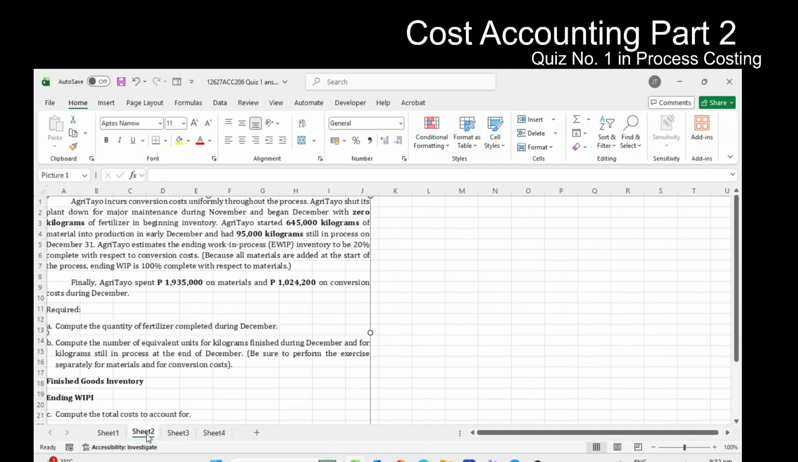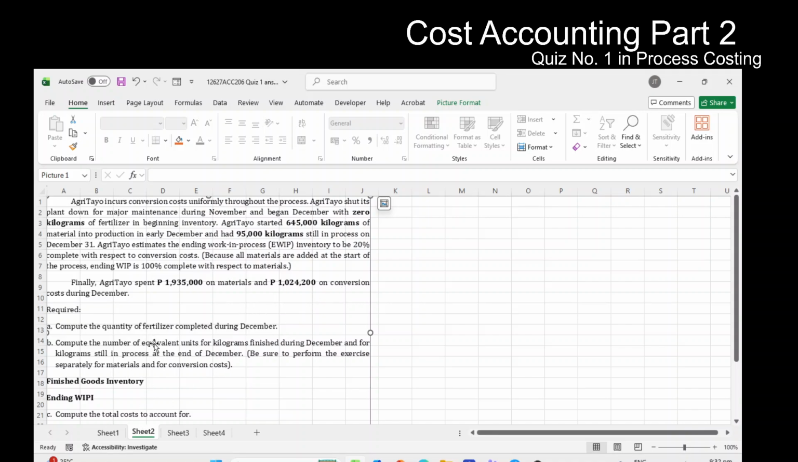Tapos na? Yes. Next, number 2. Almost the same din tayo, naulit lang yan. We have uneven nga lang. Conversion costs are incurred uniformly throughout the process. The plant shuts down for planned major maintenance during November and began December with 0 kilograms of fertilizer in the beginning inventory. It started with 645,000 kilograms and 95,000 kilograms were still in process on December 31. It estimates the ending work in process to be 20% complete as to conversion because all materials are added at the start of the process. Ending work in process inventory is 100% complete as to materials. Finally, it spent 1,935,000 for materials and 1,024,200 for conversion costs.